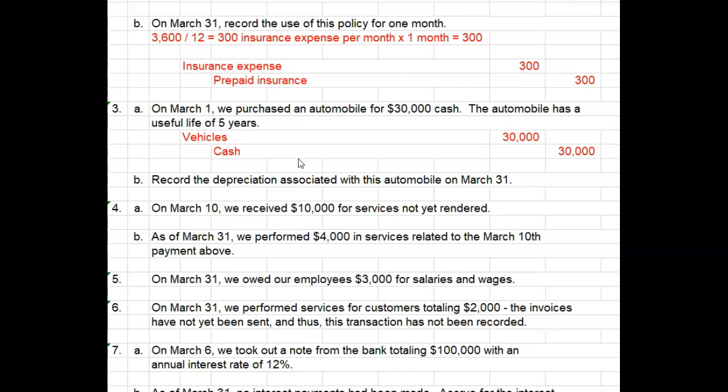So if you used automobiles, that's fine for this problem. I chose to debit vehicles, a long-lived asset account, not a current asset, for $30,000, and I credited cash $30,000. Record the depreciation associated with this automobile on March 31st. Use straight-line depreciation, figure out your monthly depreciation, and then write your adjusting journal entry for the 1 month ended March 31st.